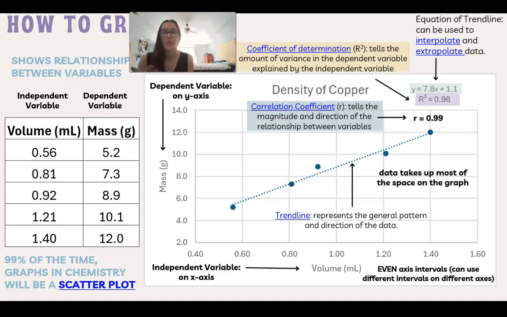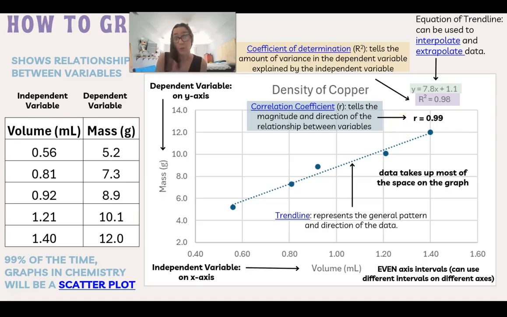The r squared value, now, tells you the amount of variance in the dependent variable that is explained by the independent variable. So r squared really tells you about the spread of your data. It is actually a percentage. You get it in decimal form, but you say, okay, for this example, r squared is 0.98. That means 98% of the variation in the mass of copper can be explained by the volume of copper. Because it's really close to 1, the spread of our data is minimal. So there's minimal variation in that dependent variable that cannot be explained by the independent variable.